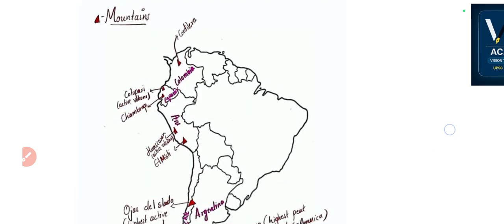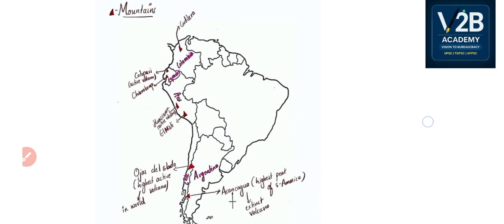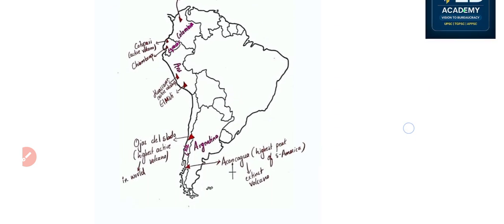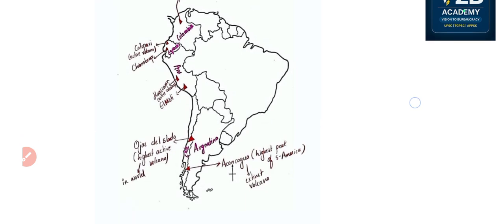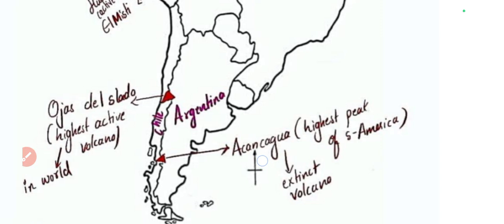Now let's come to today's class. In today's class, we are going to see the parts of mountains. Okay, so there are different mountains which you are going to see. Starting from Argentina and Chile, let's start from the south part, then we go to the north part.